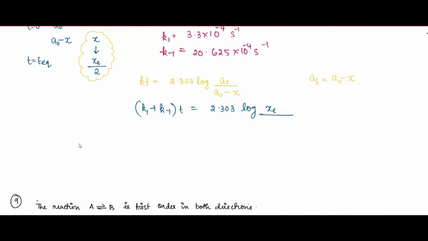അത്രേ ഉള്ളൂ. അപ്പൊ റിവേഴ്സിബിൾ റിയാക്ഷന് it is XE divided by XE minus X. This is the equation for reversible reaction, integrated rate equation for reversible reaction. കേട്ടോ? ഇവിടെ നിങ്ങൾ എന്താ ചെയ്യണ്ടേ? X ന്റെ സ്ഥാനത്ത് you will put XE by 2. That is the question. Solve it.